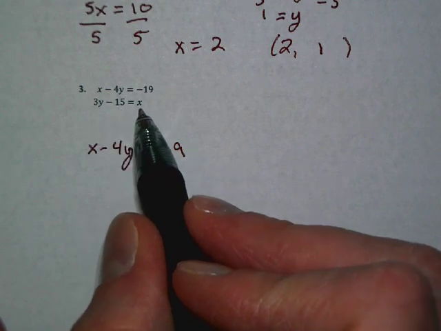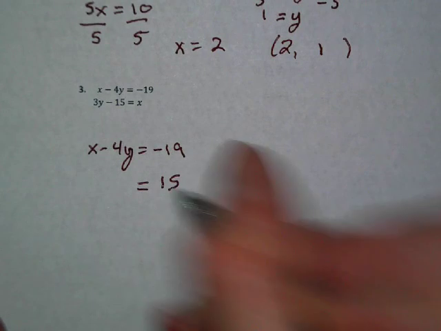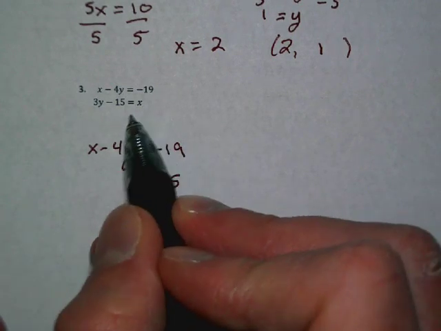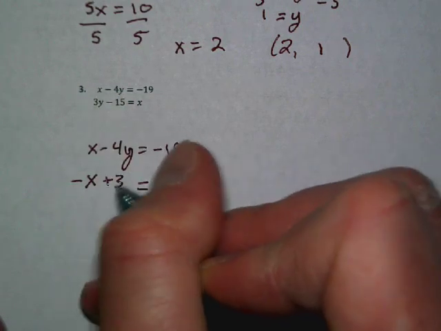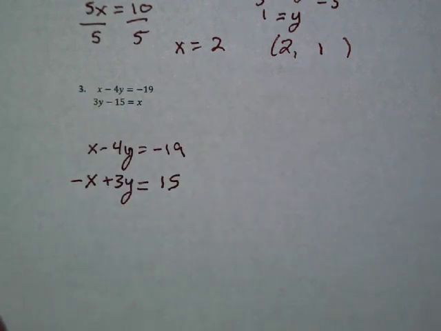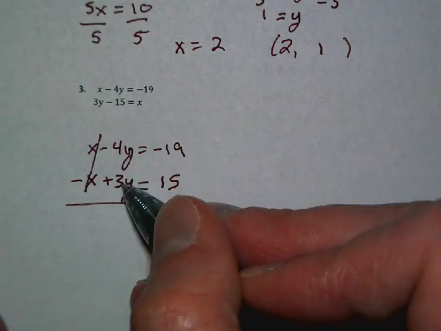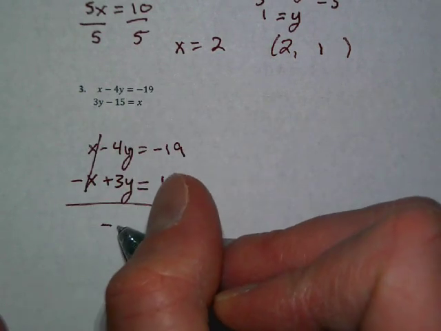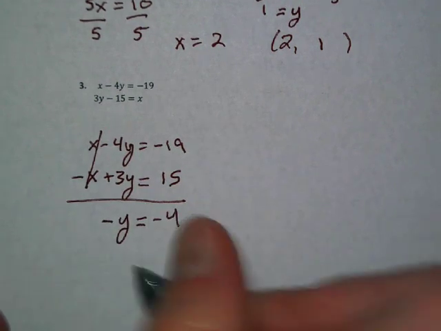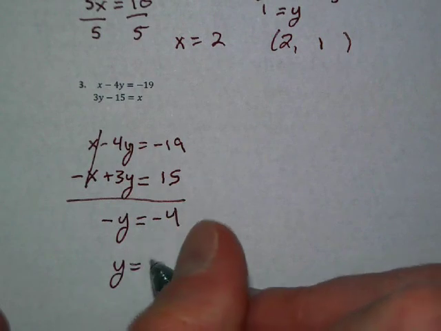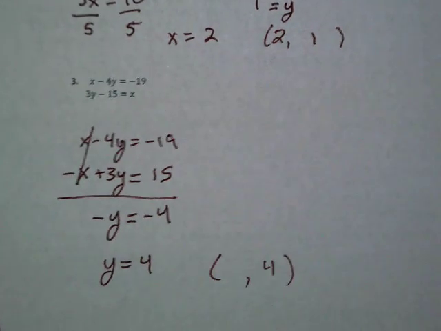So with this equation, the constant's on the wrong side and the x is on the wrong side. So we need to add 15 to move it to that side. It's going to give us positive 15 on the right, and we need to subtract x to move it to the left side. So we're going to end up with negative x plus 3y equals 15. Now it's lined up. X's cancel. Negative 4y and 3y give us negative 1y. Negative 19 and 15 give us negative 4. And we need positive y, so we change our signs. We get y is 4.